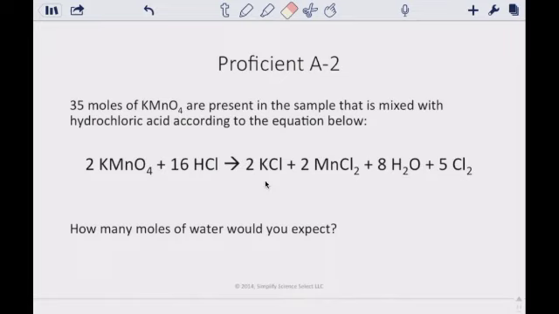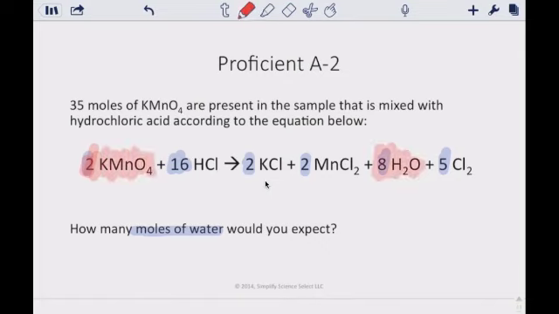So looking at our next example, it says we have 35 moles of potassium permanganate present in the sample that is mixed with hydrochloric acid according to the equation below. And looking at the equation below, we can see it's already balanced. We see our coefficients are in front, and it's nice and balanced. The question is how many moles of water would you expect?